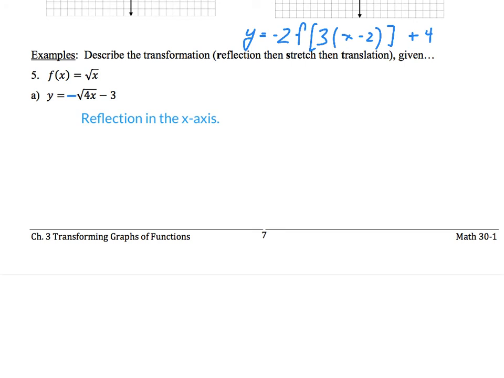Then as we look at stretches, we look for what's multiplied. So there's nothing multiplied out in front of the square root other than the negative, so we don't have a vertical stretch. But inside we have this 4 multiplied to the x, which means that we'll have a horizontal stretch by a factor of 1/4. And finally this minus 3 that's outside the function, so it's outside the square root, so it's not affecting the x's, it's affecting y's, so that'll be a vertical translation down by 3 units.